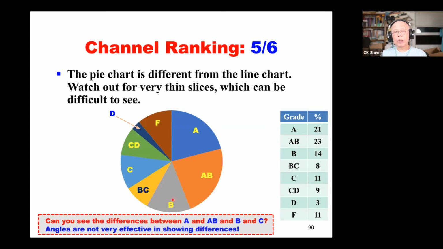B is 14%, C is 11%. It's very difficult to see, and it's even more difficult to compare. Okay, I have D here. What are the differences between this D and CD and even BC? So a pie chart uses area, and area is not a very effective channel.